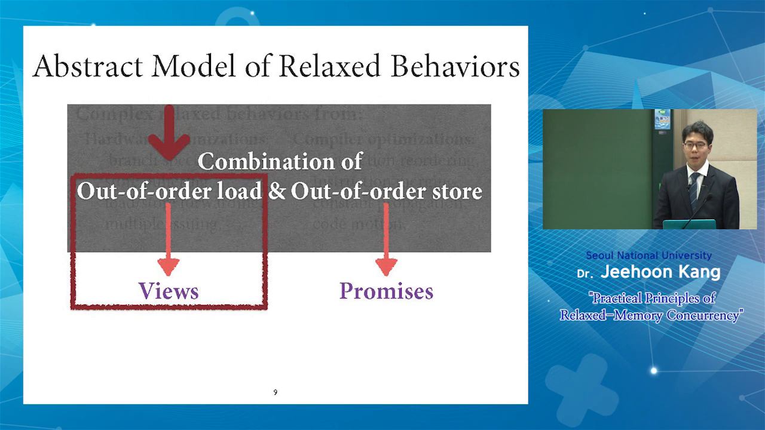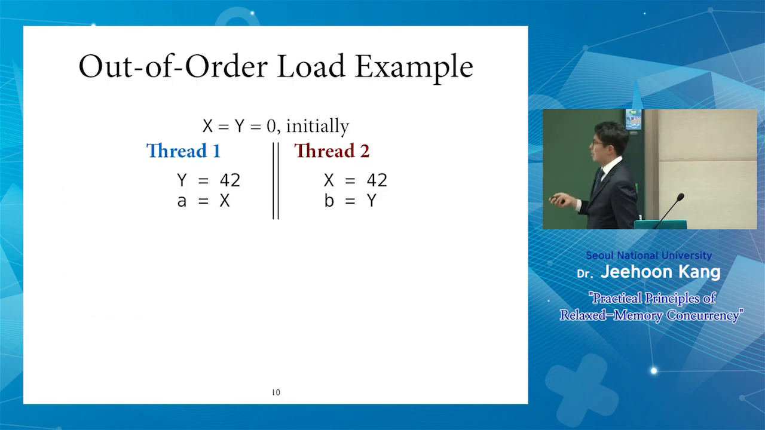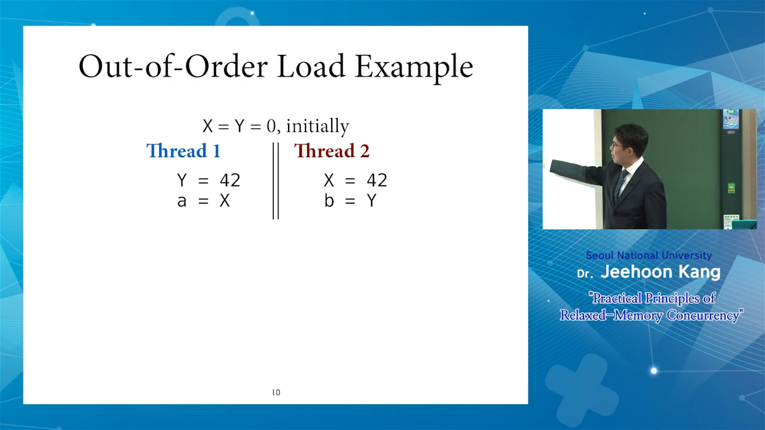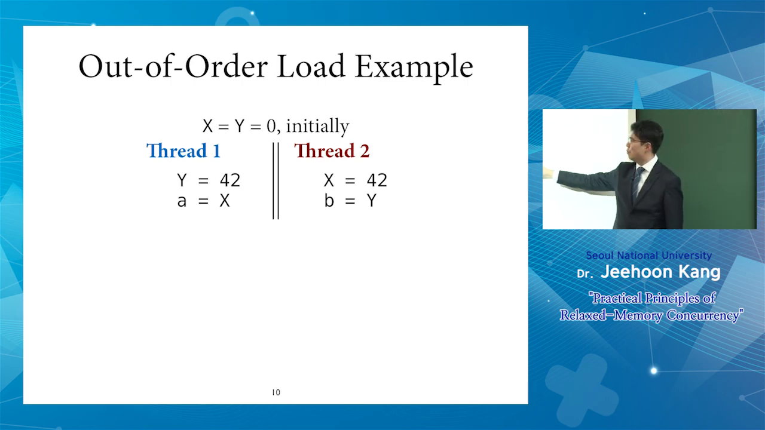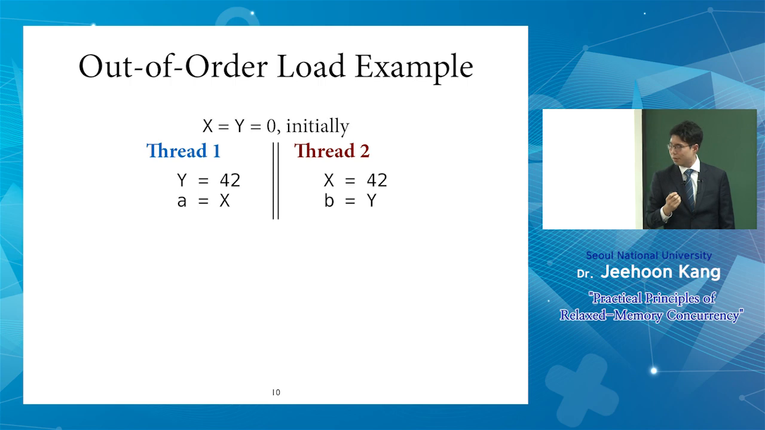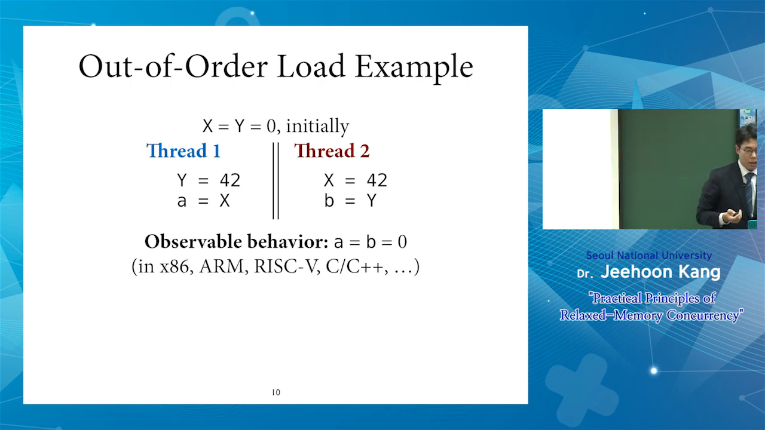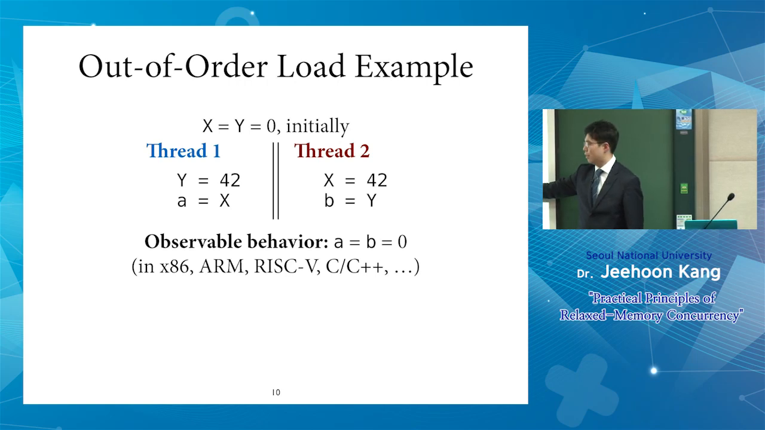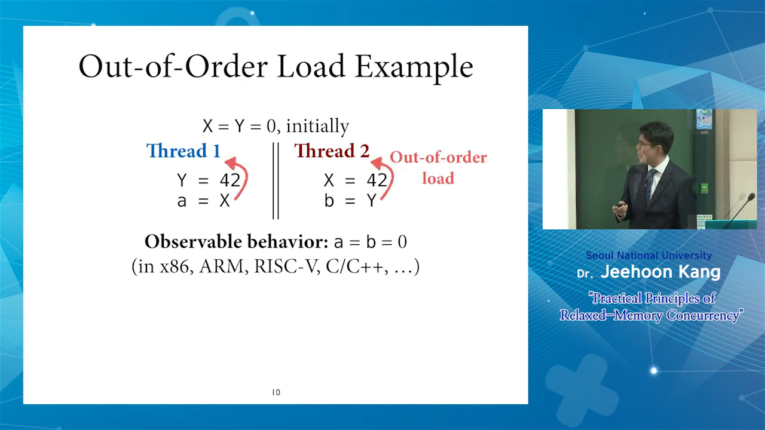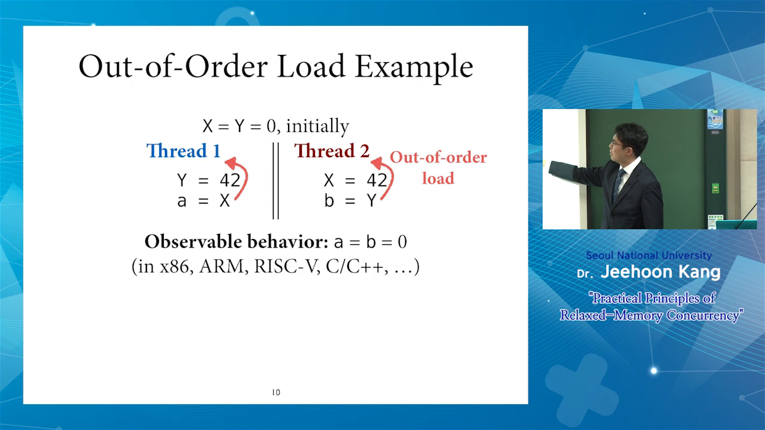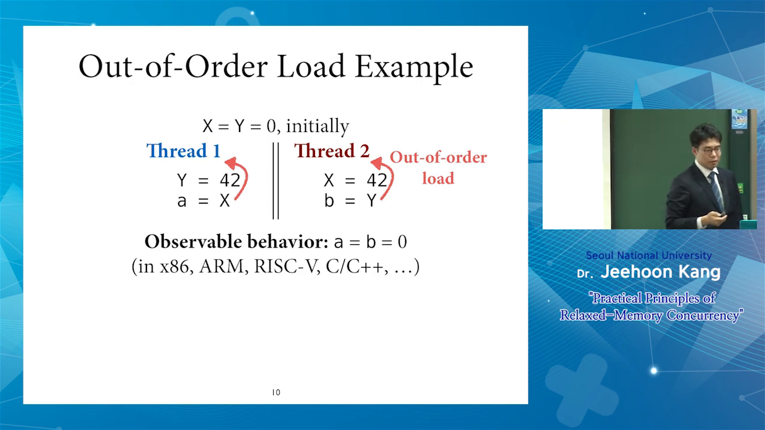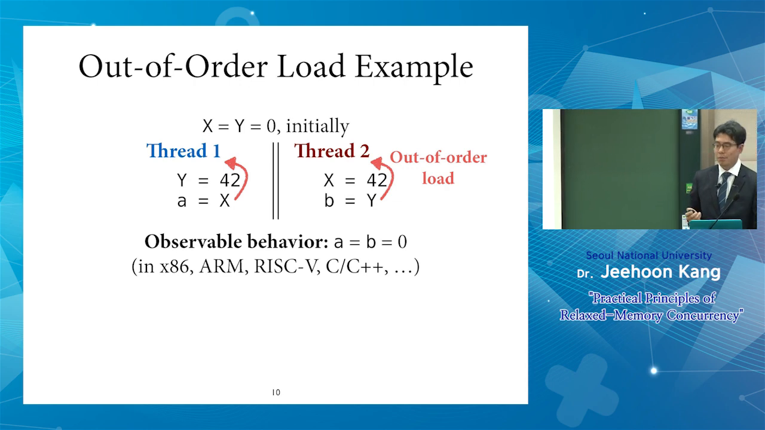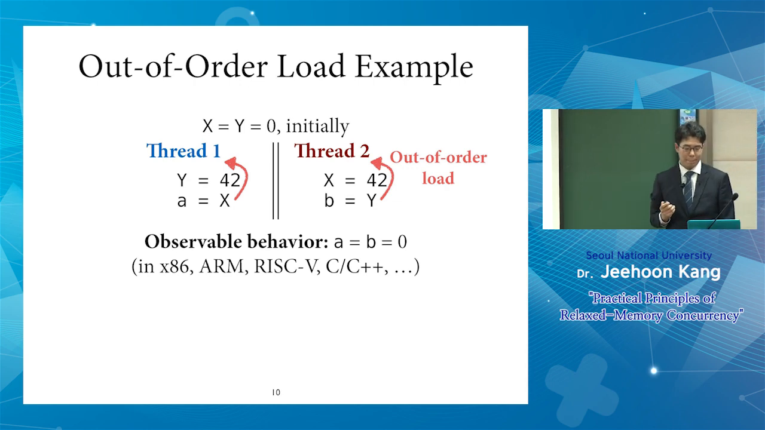I started with these views. This is the example I presented at the beginning. Recall that these big letters are shared memory locations, and these small letters are thread local variables. So I said that the behavior that A and B are 0 is observable in commercial architectures. It is basically the out of order execution of these load instructions. We model this out of order load behavior with the principles of views.